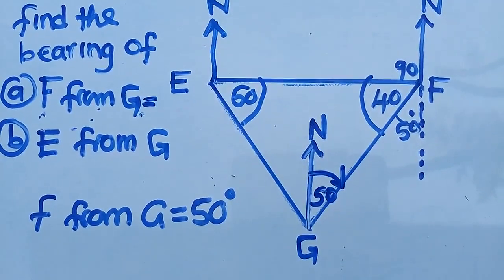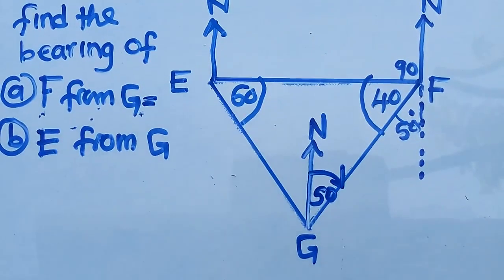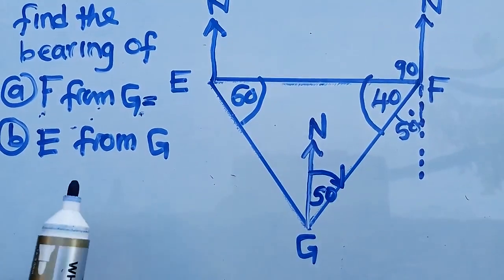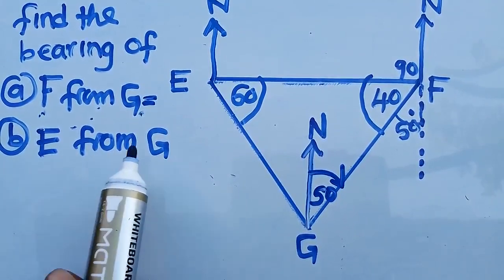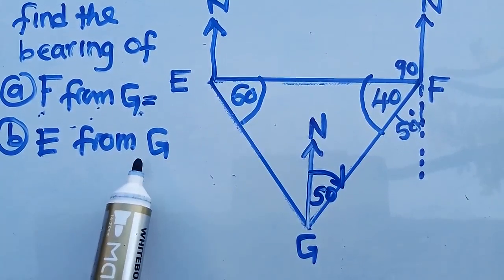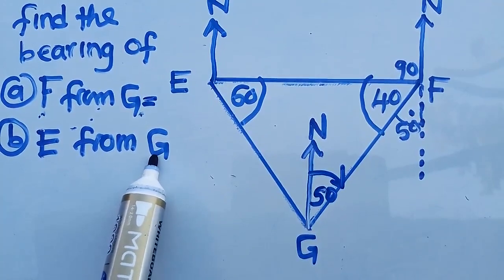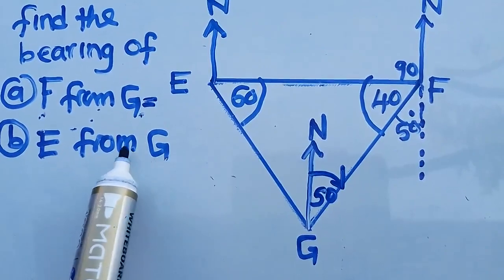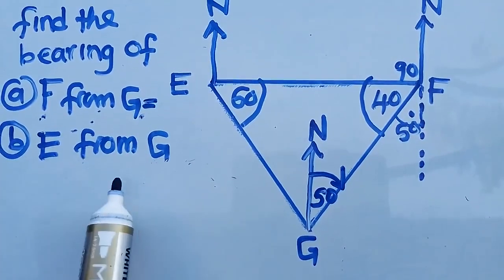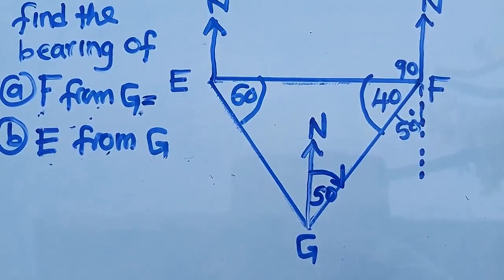So let us now move to this other part. You are taught to find the bearing of E from G. How can you find the bearing of E from G? You are coming from G. How can we find this angle that is here, the bearing of E from G? All these questions are coming from G.